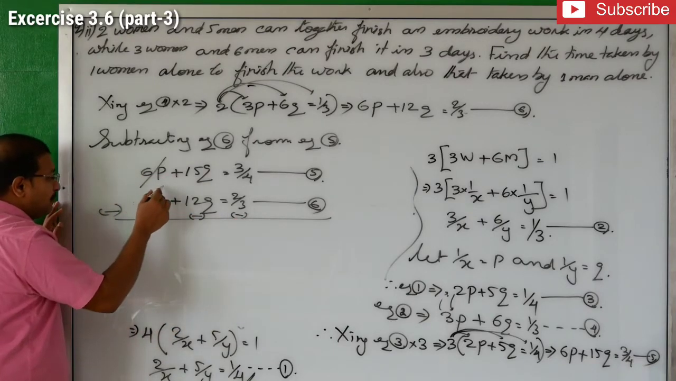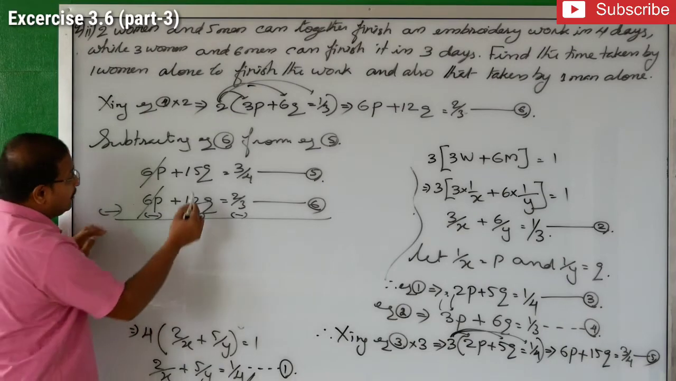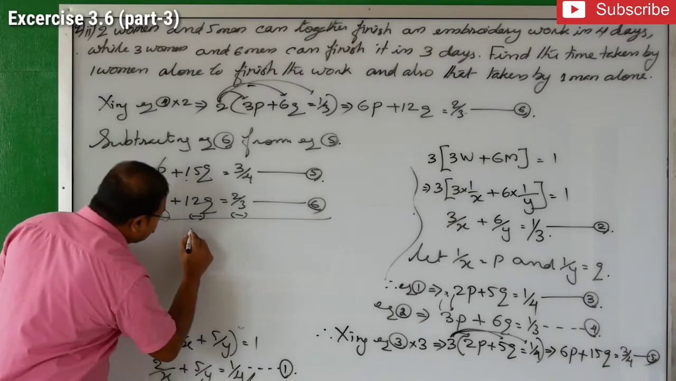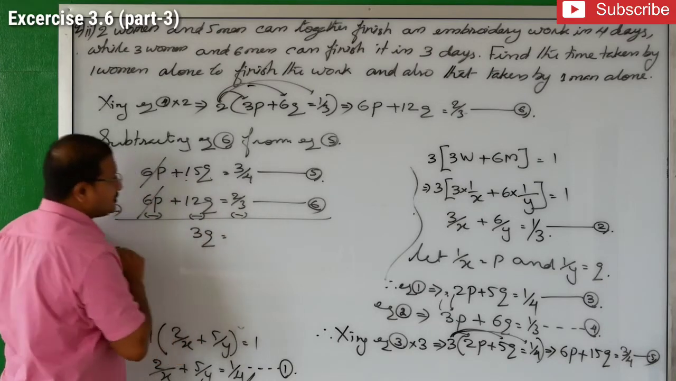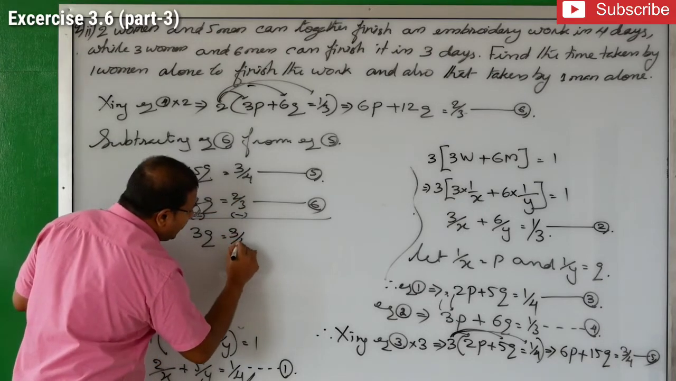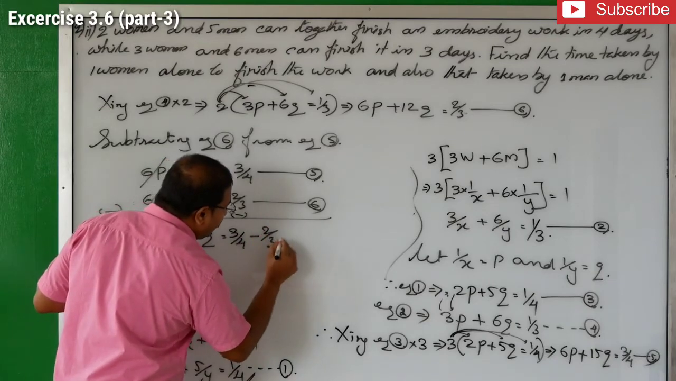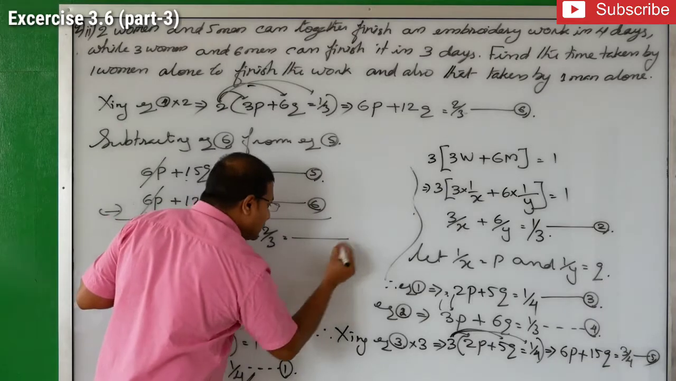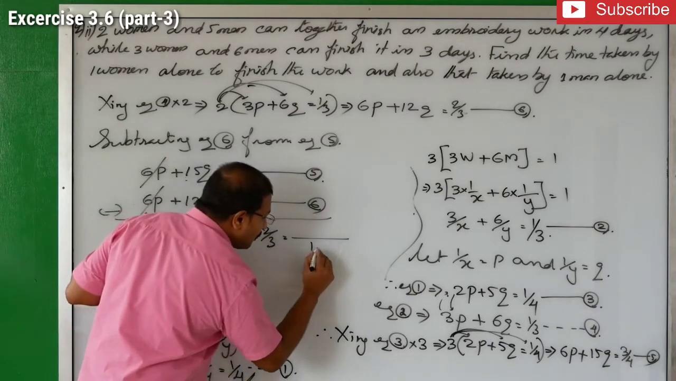Now 6p minus 6p will cancel. Then 15q minus 12q, 15 minus 12, that is 3q equals. This one will write 3 by 4 minus 2 by 3. Ready? We will subtract. Now we will go for LCM. 4 3s are 12. Ready?